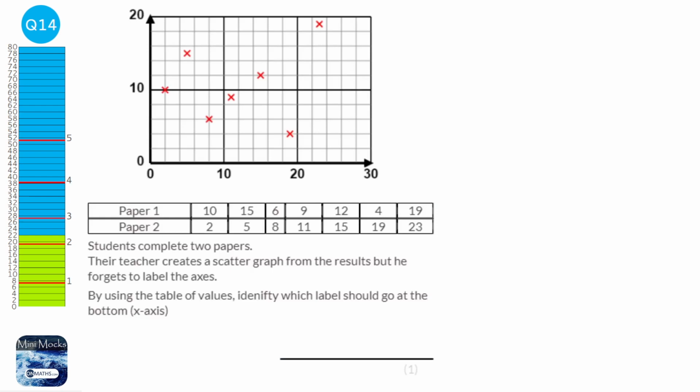So for this question, we just need to pick one of the coordinates, and I'm just going to pick this one here.